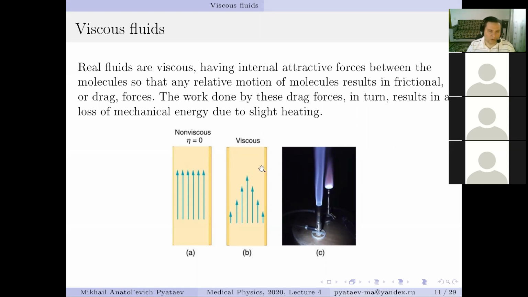So the real velocity distribution looks mostly like this. Actually, this schematic picture shows a triangular distribution, which is not correct. For a cylindrical tube, it can be calculated that the distribution has a parabolic form. So the maximum is in the center of the tube at the axis and decreases to zero at the edges of the tube.